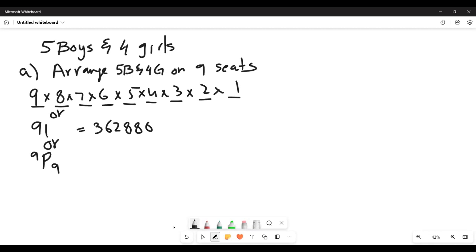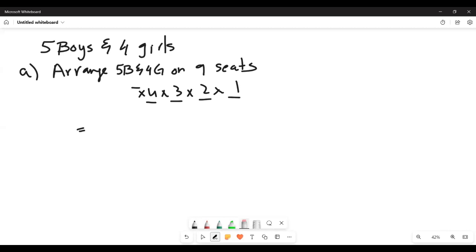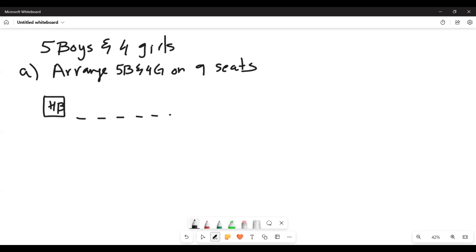Okay. Part B. The first seat has to be taken by the head boy and the last seat has to be taken by the head girl. By first, I mean this seat. This has to be the head boy. And then 1, 2, 3, 4, 5, 6, 7 seats in between. And the last seat has to be taken by the head girl. Now, how many arrangements are possible?